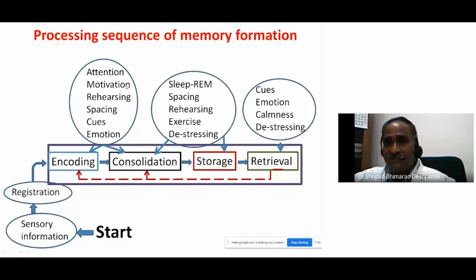Then motivation. Motivation is another important thing, because you are now highly motivated, since you have an examination coming up and you want to pass it. That is the strongest motivation. So with motivation, encoding becomes easier because you have a positive approach to learning whatever the topic or theme. After motivation, rehearsing.